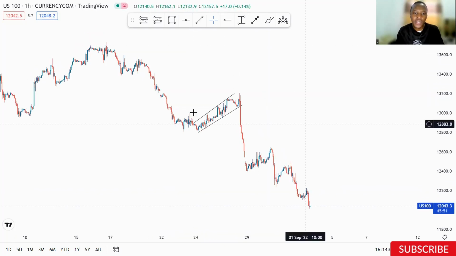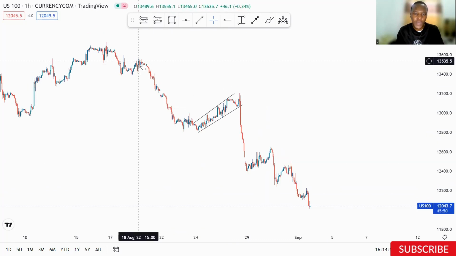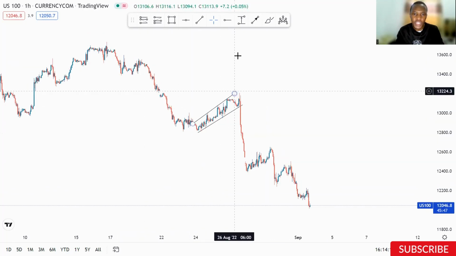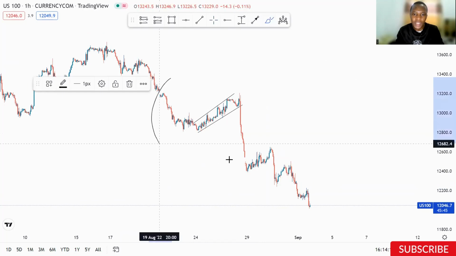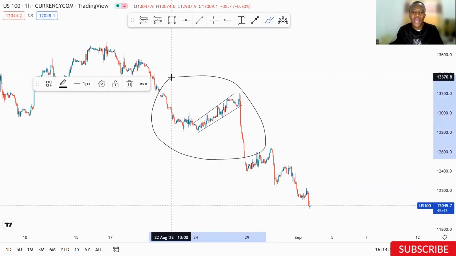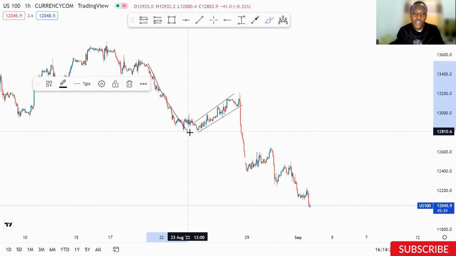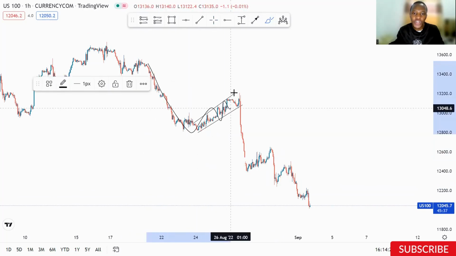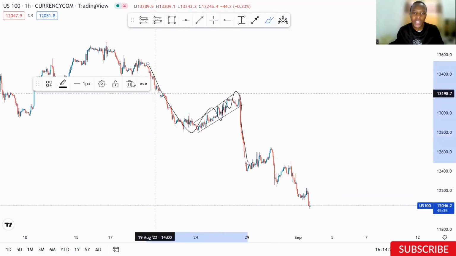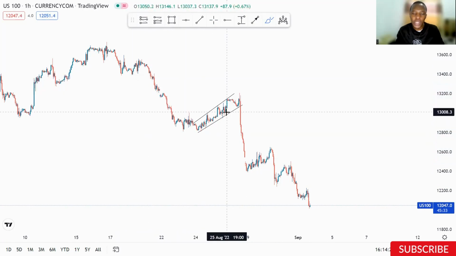So if you look at this, you would see that we had an impulse move and then this is a correction. This type of pattern is what is called a bearish continuation flag, because the market was impulsing to the downside and then it gave us a correction and then continuation to the downside. So this is what it means.